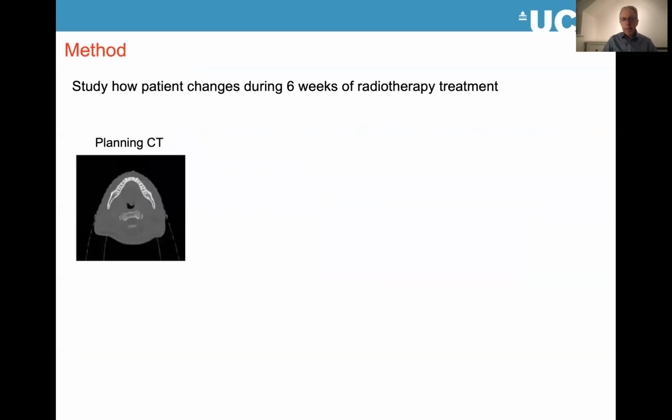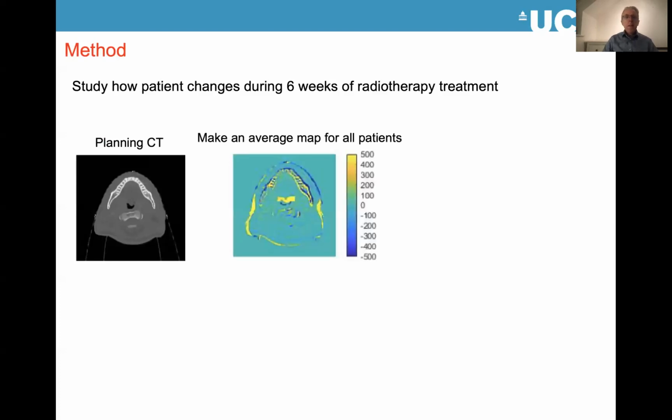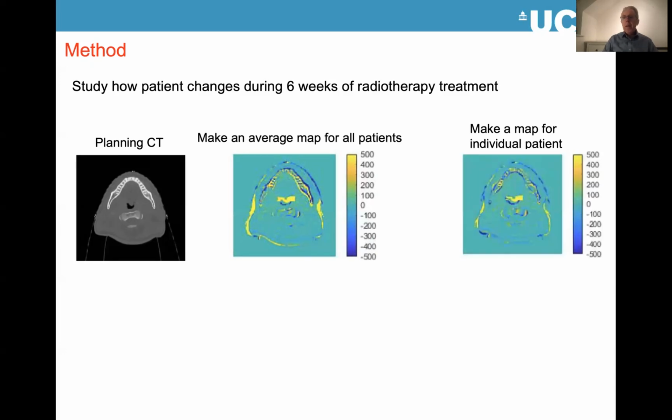How did we do it? So we took the high quality CT image that is always taken prior to the radiation therapy treatment. And then we collected this for a large number of patients and made an average patient. Then we can take a map of an individual patient and compare and look at changes. How does one compare to the other?